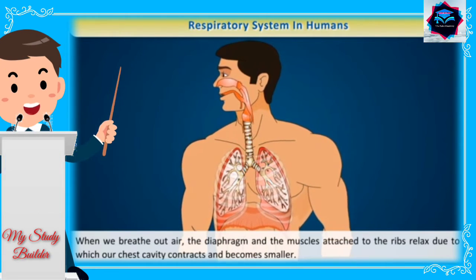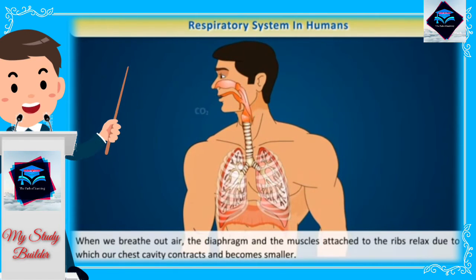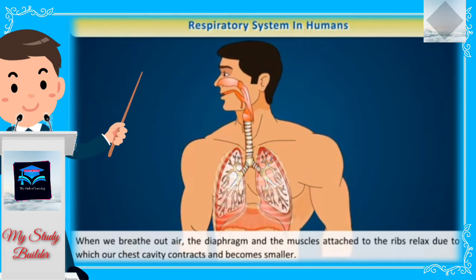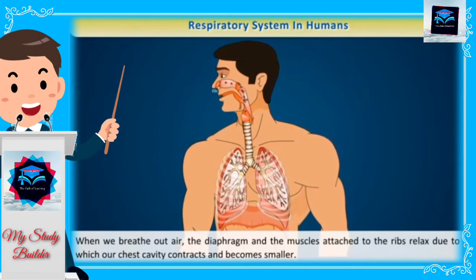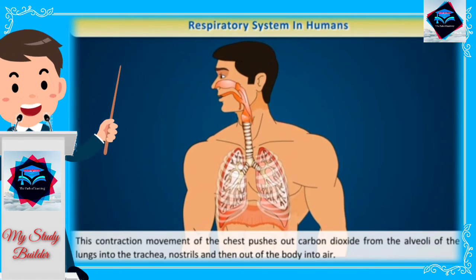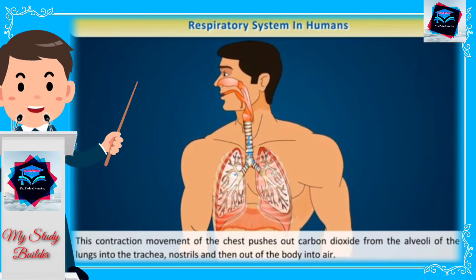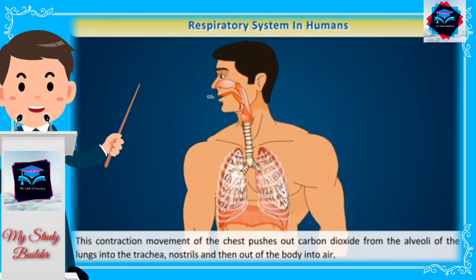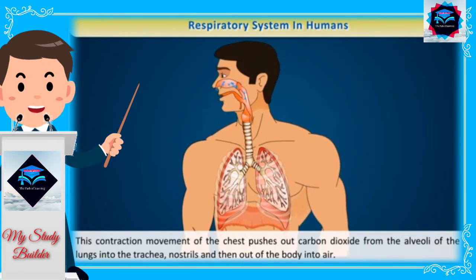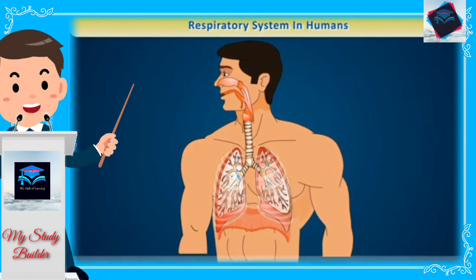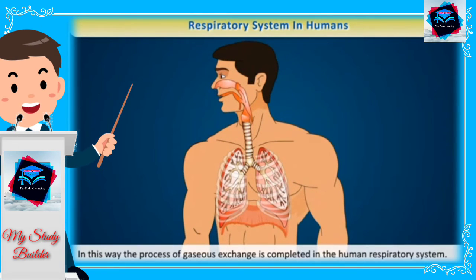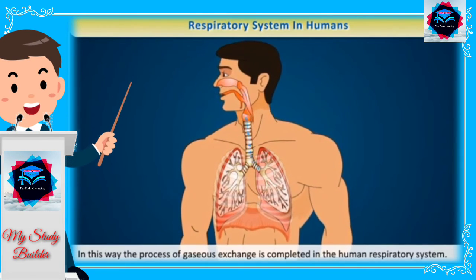When we breathe out air, the diaphragm and the muscles attached to the ribs relax, due to which our chest cavity contracts and becomes smaller. This contraction movement of the chest pushes out carbon dioxide from the alveoli of the lungs into the trachea, nostrils and then out of the body into air. In this way, the process of gaseous exchange is completed in the human respiratory system.